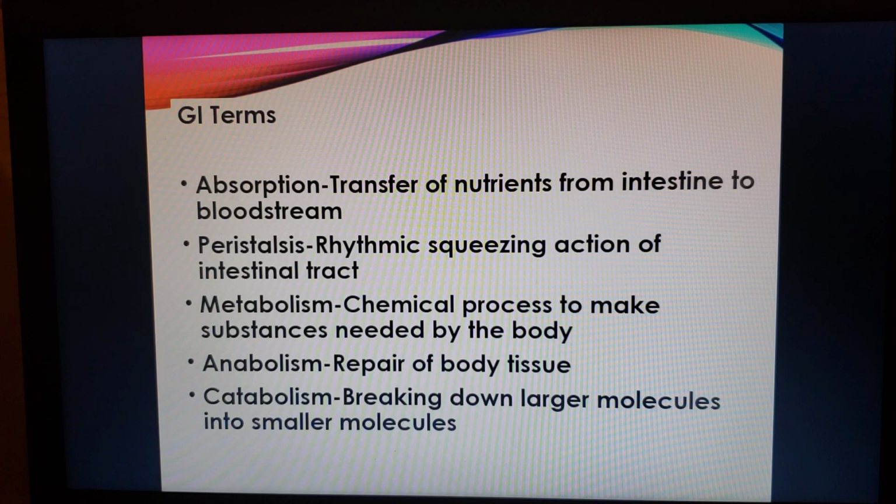This slide shows some GI terms you need to know. We have absorption, peristalsis, metabolism, analysis, and catabolism. You will see these again.